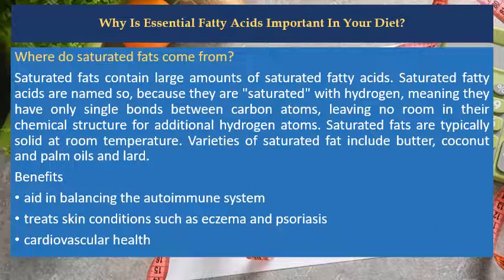Where do saturated fats come from? Saturated fats contain large amounts of saturated fatty acids. Saturated fatty acids are named so because they are saturated with hydrogen, meaning they have only single bonds between carbon atoms, leaving no room in their chemical structure for additional hydrogen atoms.